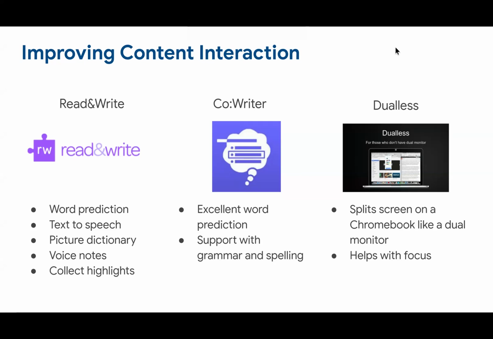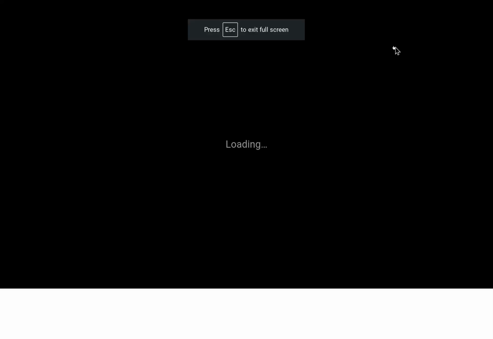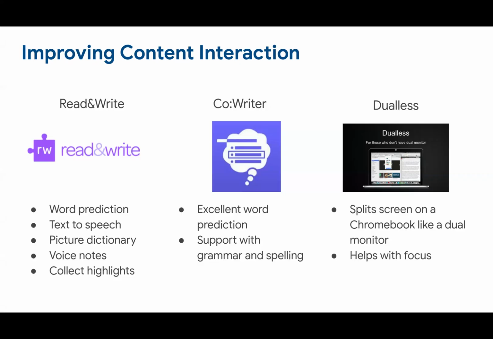So yes, Co-Writer again has excellent word prediction and a lot of great support for grammar and spelling. And then Duelist is our last one. So this is interesting because it helps students organize their screen a little bit better. So let's say you have instructions in one window, and then the actual assignment is in another window. Duelist lets you choose screen configuration with just one click. So for example, you could make the instructions take up 1/3 of the screen, and then the actual assignment take up the remaining 2/3 of the screen. And then when you're done, you can just go back to the default in one click.